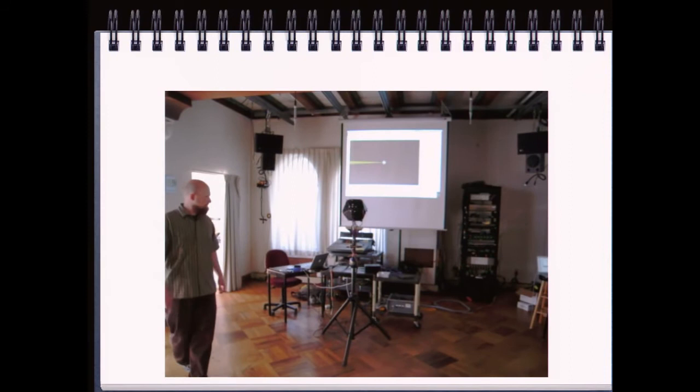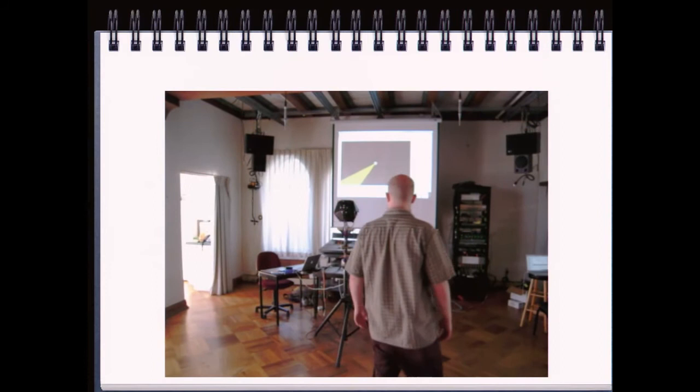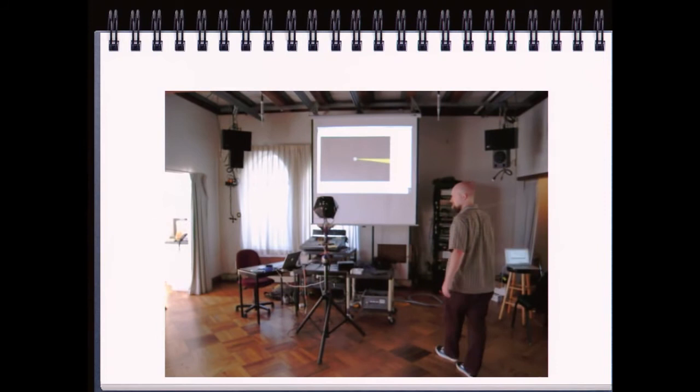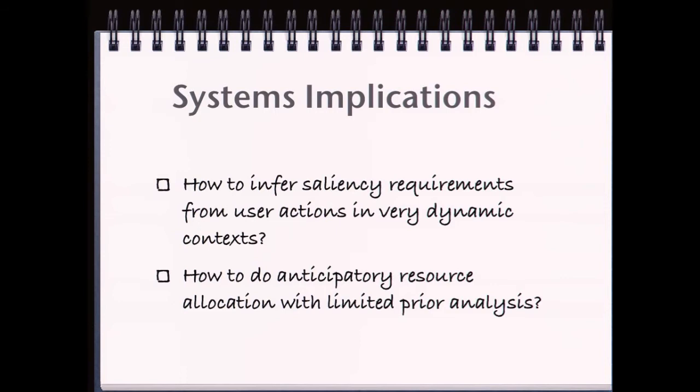Currently we've shifted this to sticking Kinects up in the ceiling to get more of a top view to track people around the room. This is the kind of tool that gives you more control over salience and compositing in a 3D space. Here I think are some of the research challenges. How do you infer the saliency requirements from user actions in a very dynamic context?